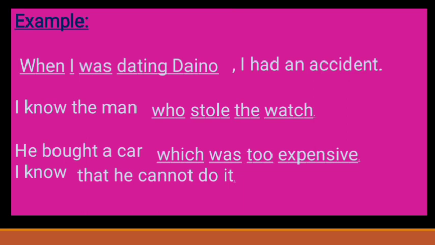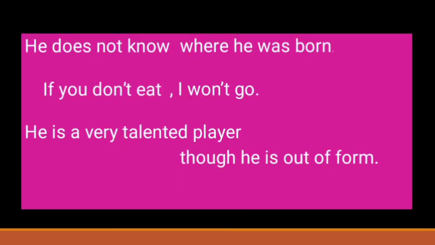And the last one, I know that he cannot do it. So in this sentence, that he cannot do it is the dependent clause and I know is the independent clause. So these two sentences have relative pronouns which and that, which satisfies the definition of a dependent clause.